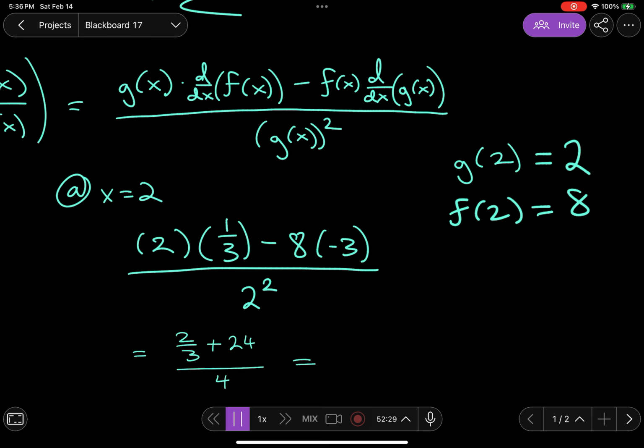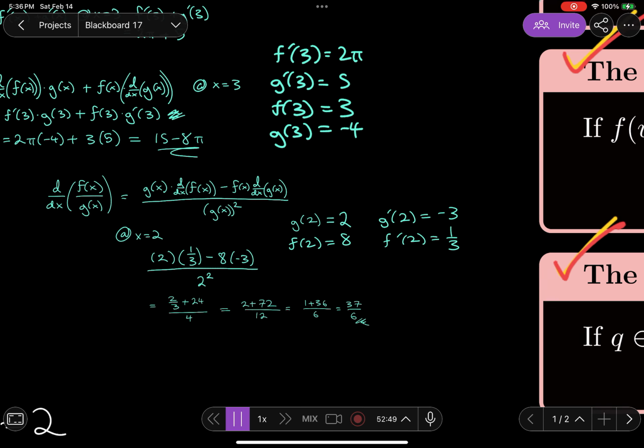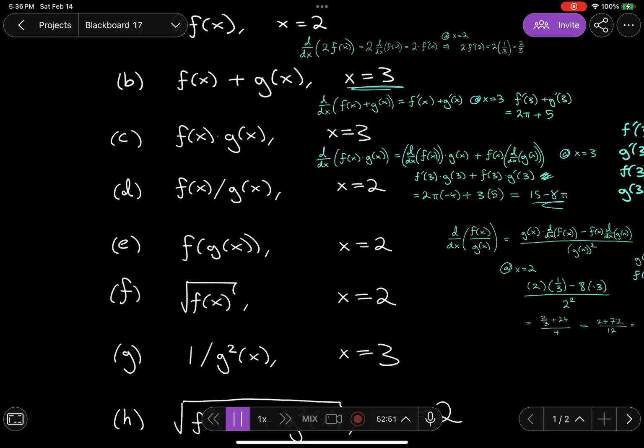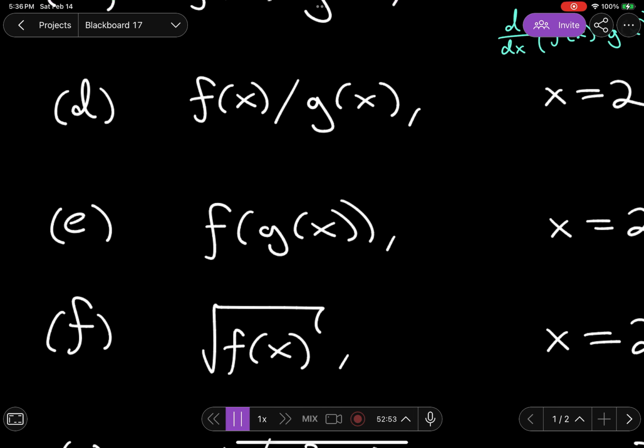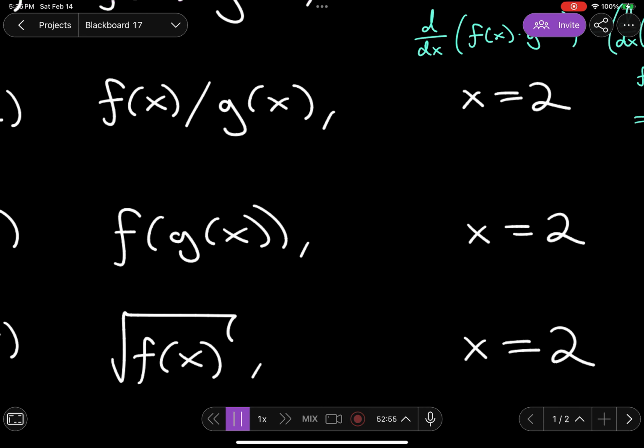I'd multiply top and bottom by 3, multiply by 1. So that's going to be 2 plus 72 divided by 12. And what we have is 1 plus 36 over 6. That's the same thing as 37/6. Final answer. All right, are these going to get more interesting? Yeah, finally, we got composition of a function. So how is this going to go?